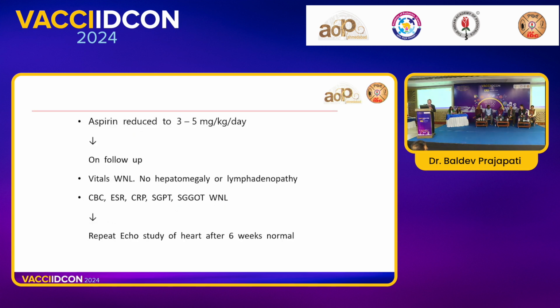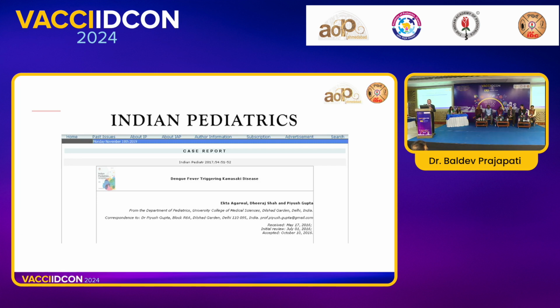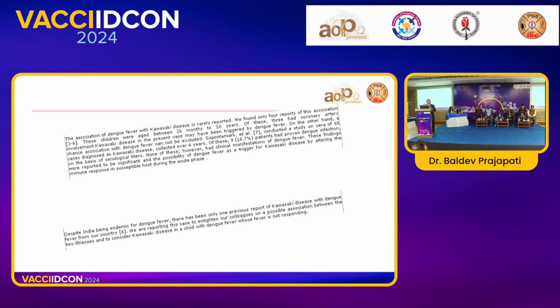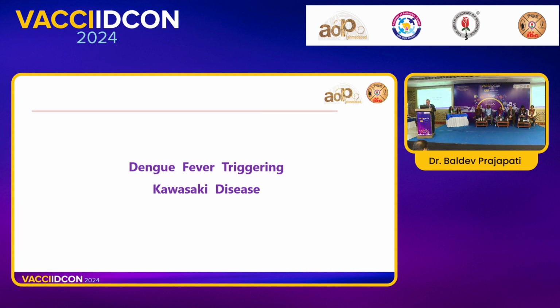But this was not to our knowledge, and I opened Indian Pediatrics, 2017. Dr. Piyush Gupta has reported that Kawasaki is known to be triggered after dengue fever. He said there are so many patients of dengue we see, but the trigger for Kawasaki is not so common. He reported that dengue fever triggering Kawasaki is known. This I just wanted to share with you.